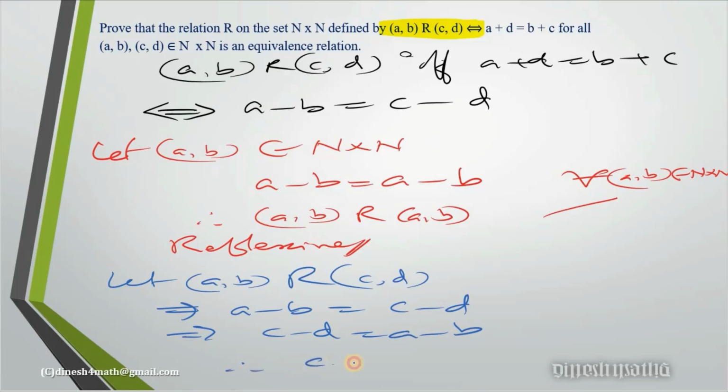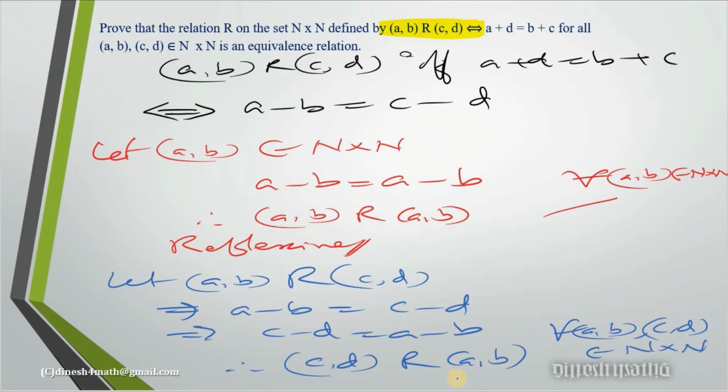So that says (C, D) is related to (A, B) for every (A, B) and (C, D) in the given set of ordered pairs. Just write that. So R is a symmetric relation.